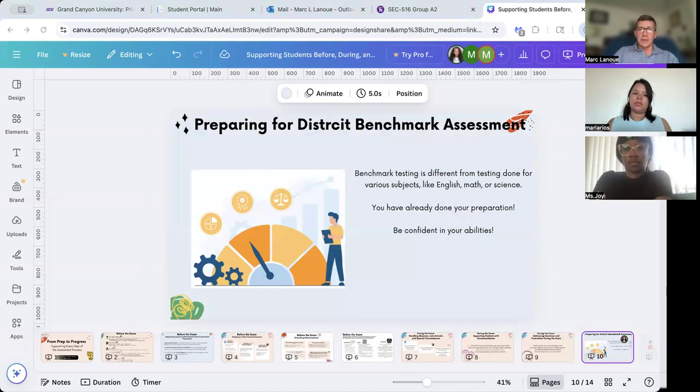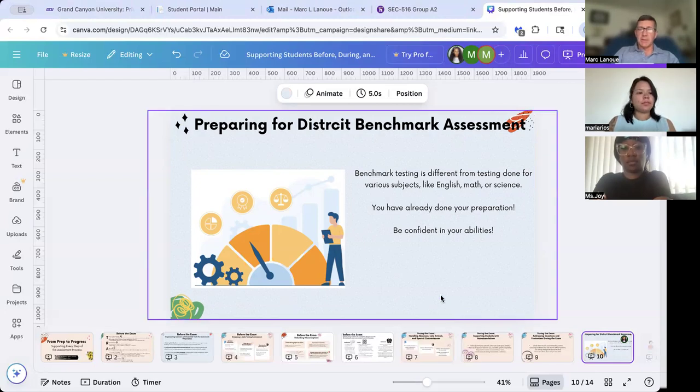Tests in English and history help instructors to recognize whether students understand the subject matter. Topics generally build on each other, so it's important that students keep up with instruction, not get behind. But when we prepare for district benchmark assessments, these are something that are a little bit different.